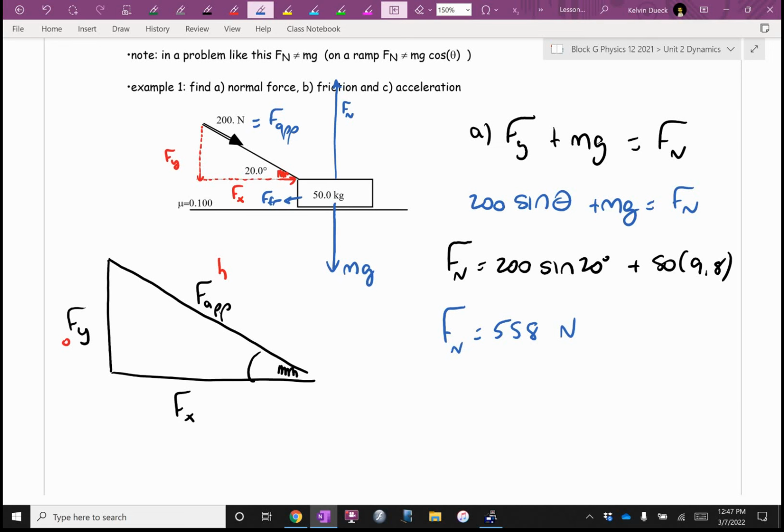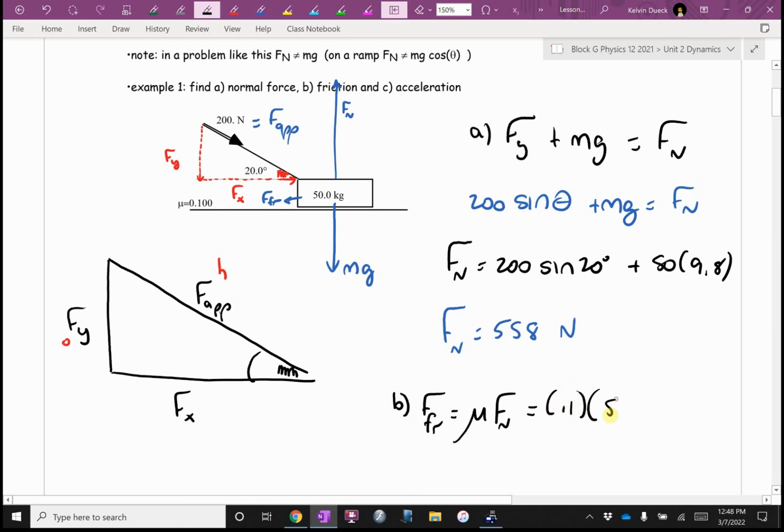Nicholas, what does B want me to find? Friction. Oh! Friction is what times what? I don't know that. Yes, I do. 558 point blah, blah, blah. Oh, okay. 0.1 times 550. Let's try that again, Mr. Duke.